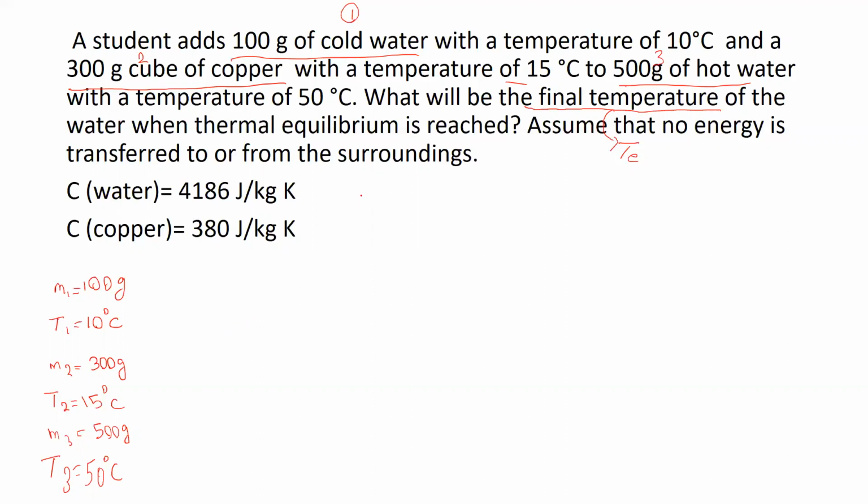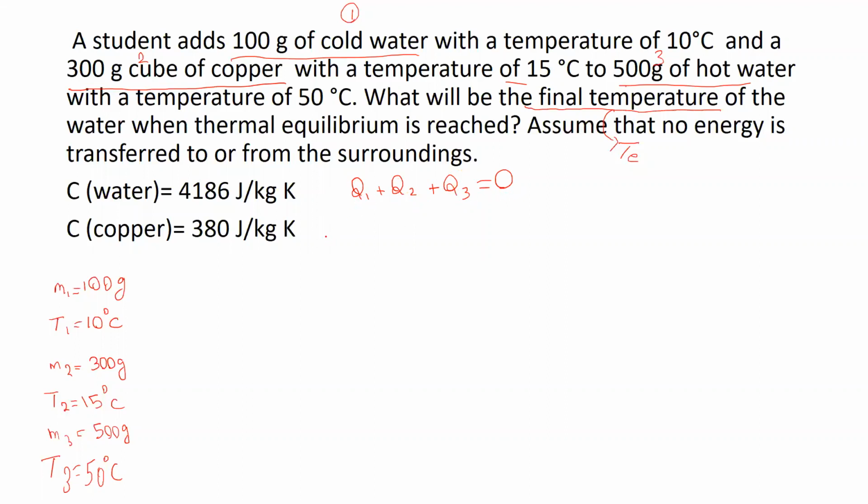So as a result, we can say Q1 plus Q2 plus Q3 is equal to 0. It means if Q1 and Q2 gain energy and Q3 is a loss of energy, then these two are equal to this one. However, these two are positive and this one is negative, but the total still stays the same, as the law of conservation of energy.